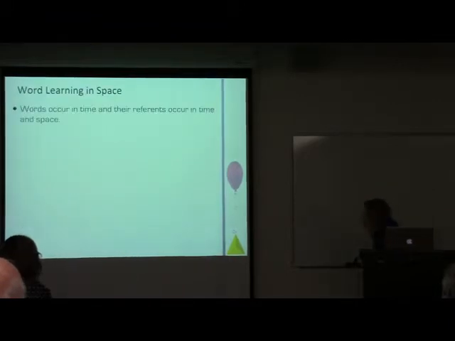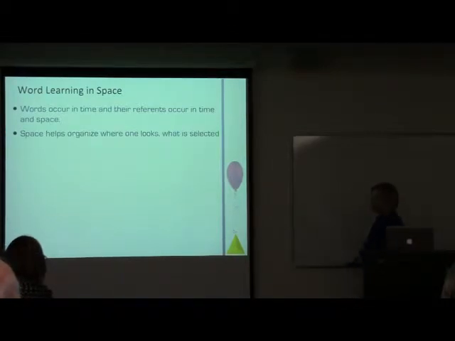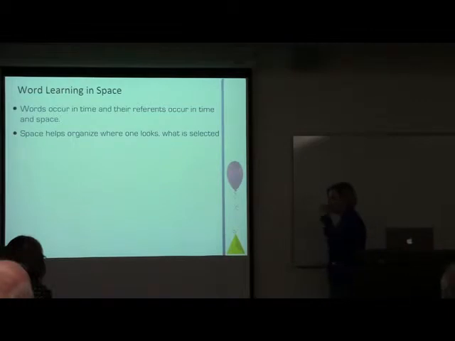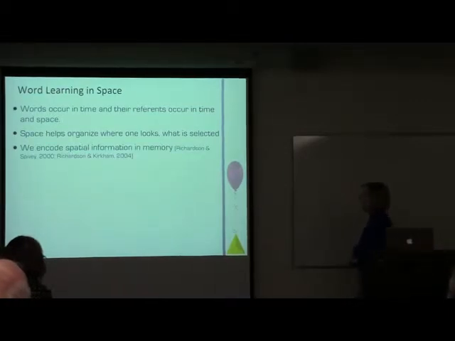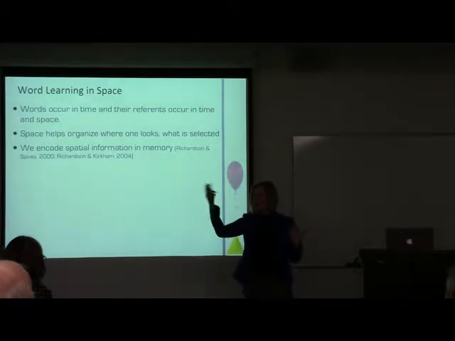Okay, so words occur in time, and the reference occurs in time and space. I think space helps us to organize our behavior in many ways, including where you're looking and what's selected, right? In these tasks, you're behaving, you're looking at something, you're picking something up. Okay? We know, as I said, we encode spatial information in memory for these, and you can think about this. If you read a novel and there's a character introduced, and then 5 pages later you've got to remember where that character was from.